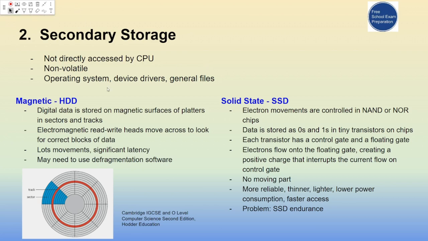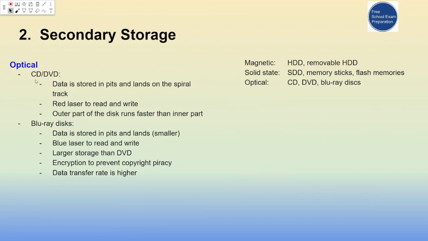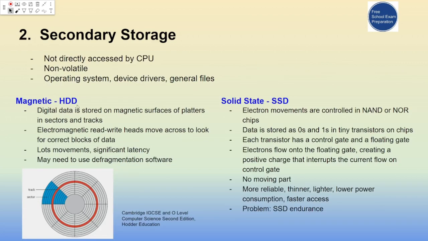Okay, so there are three different types of secondary storage: magnetic, solid state, and optical. For magnetic, here we have the hard disk drive, which is a magnetic technology. The digital data is stored on the magnetic surface of the platter. This is a platter, and the platter is divided into sectors. This blue part is a sector, and also tracks. This red track, we have many tracks here.